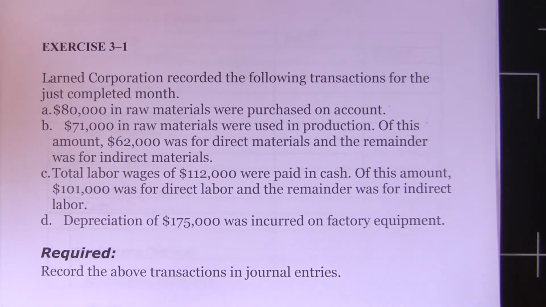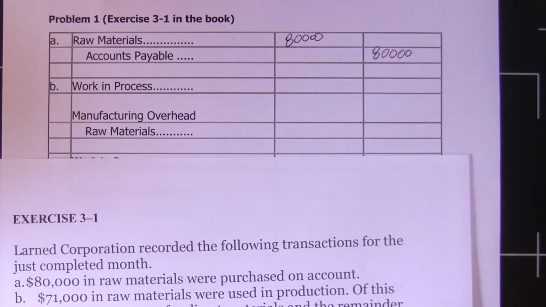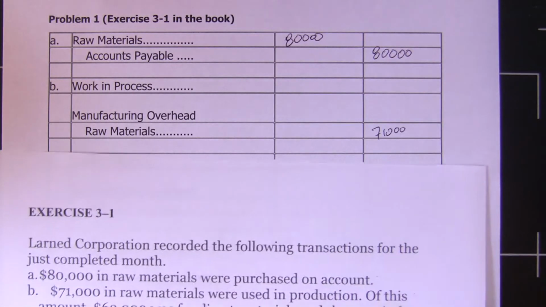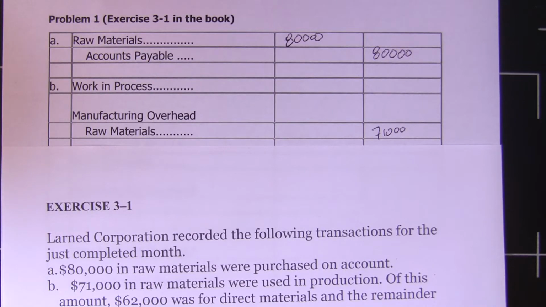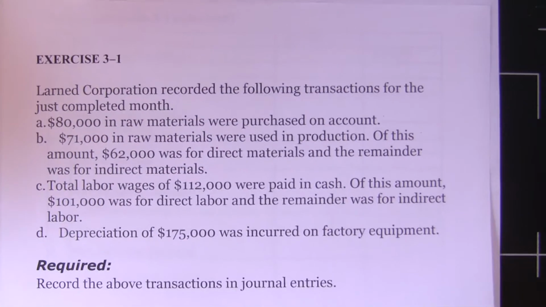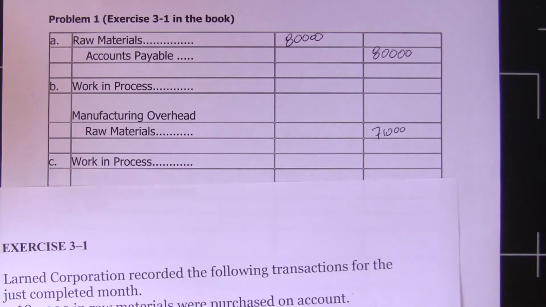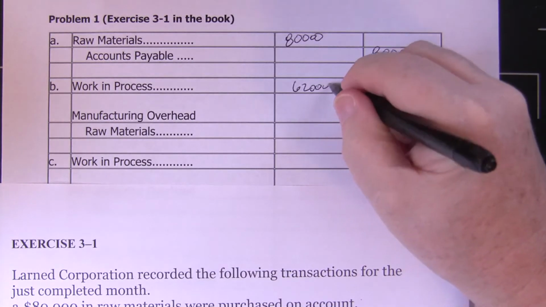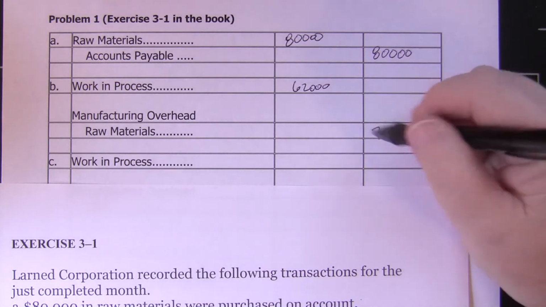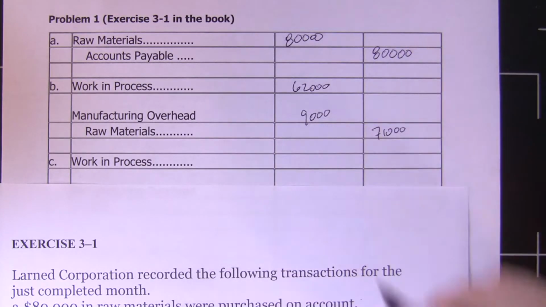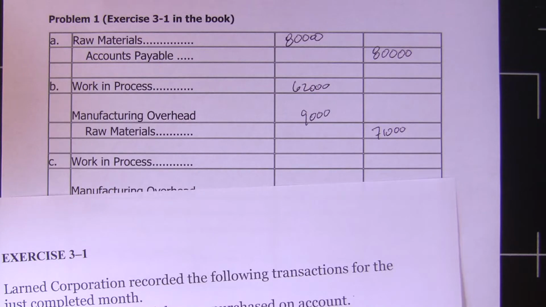Then they tell us that $71,000 were used from the raw materials. So the total raw materials went down by $71,000. So it's a credit of $71,000 to raw materials. However, $62,000 was for direct materials. So that goes directly to work in process. And the difference, the $9,000, difference between 62 and 71, goes to overhead, and that will be applied at some point in the future.